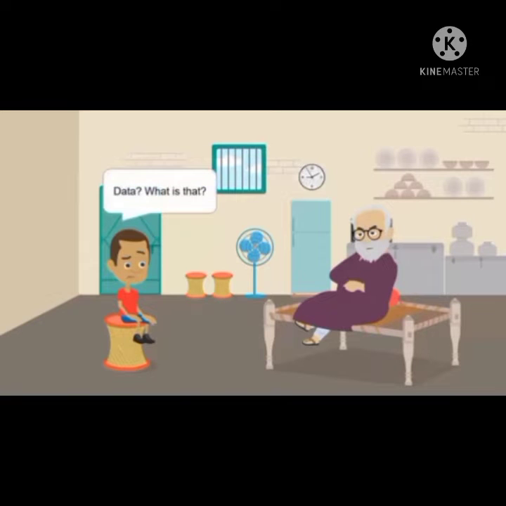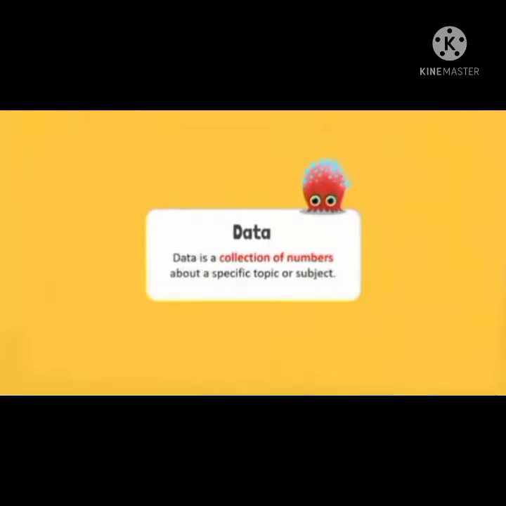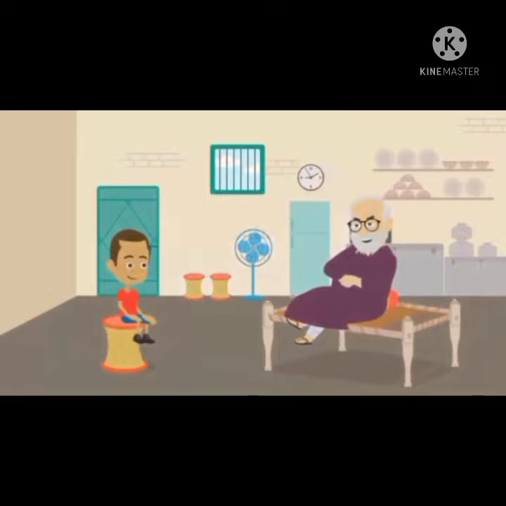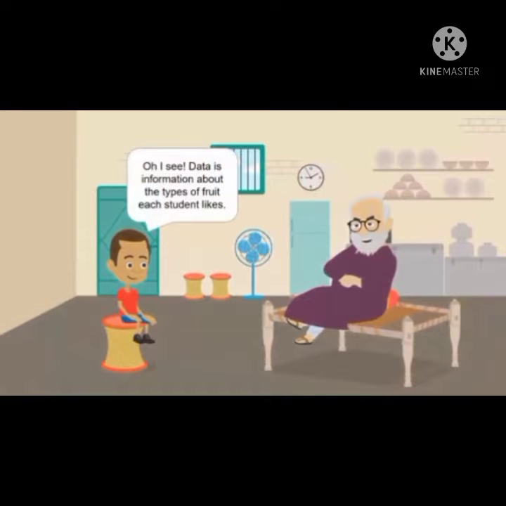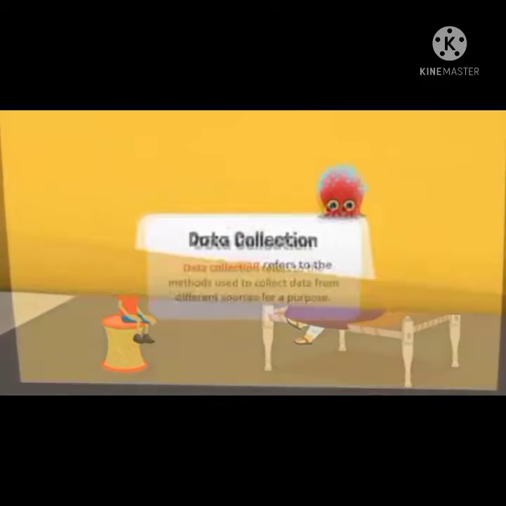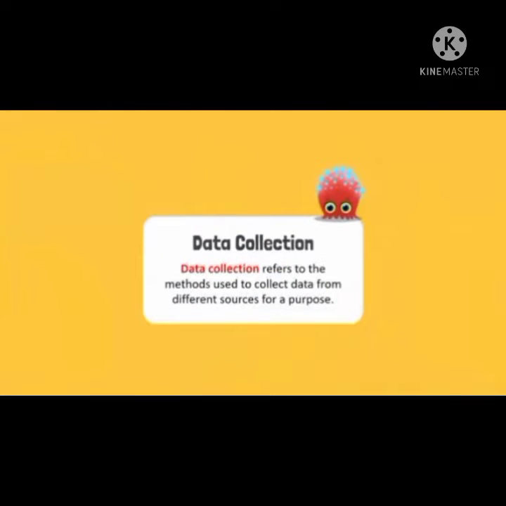Data? What is that? Data is a collection of numbers about a specific topic or subject. Oh, I see. So here, data is the information about the types of fruit each student in school likes the most. Exactly. And to get this data, we need to do data collection. Data collection refers to the methods used to collect data from different sources for a purpose.